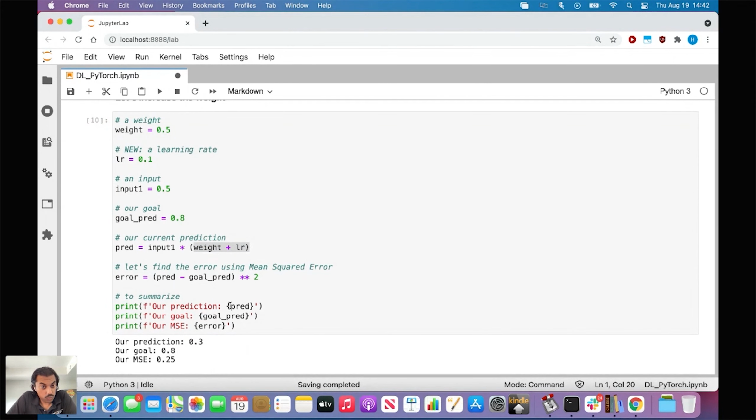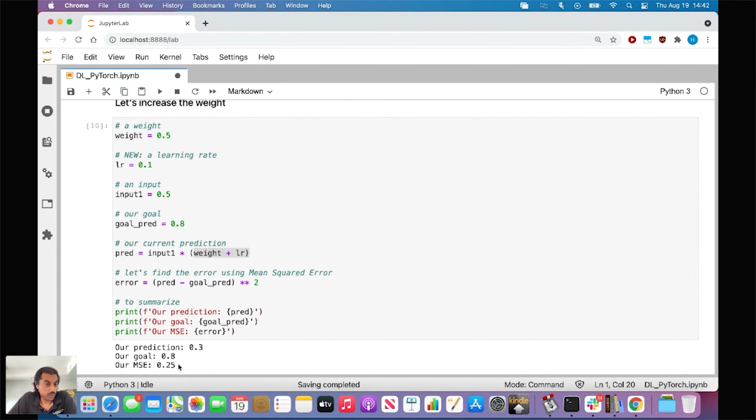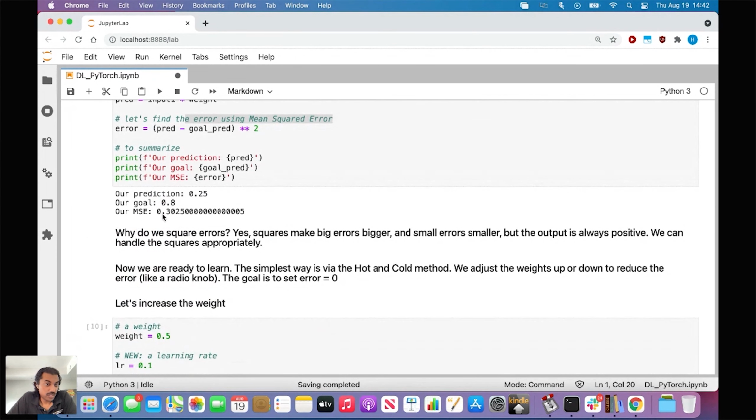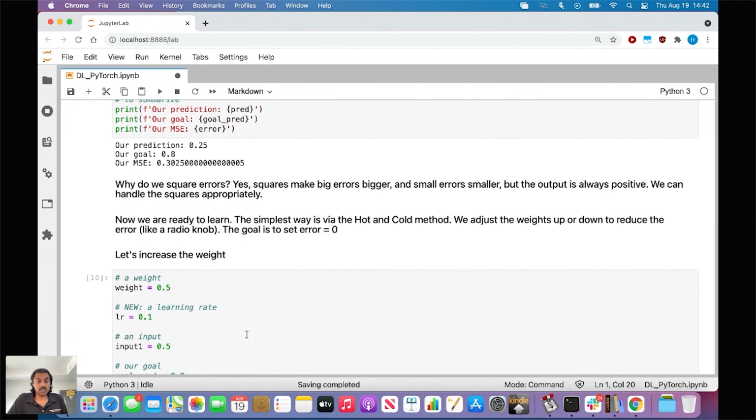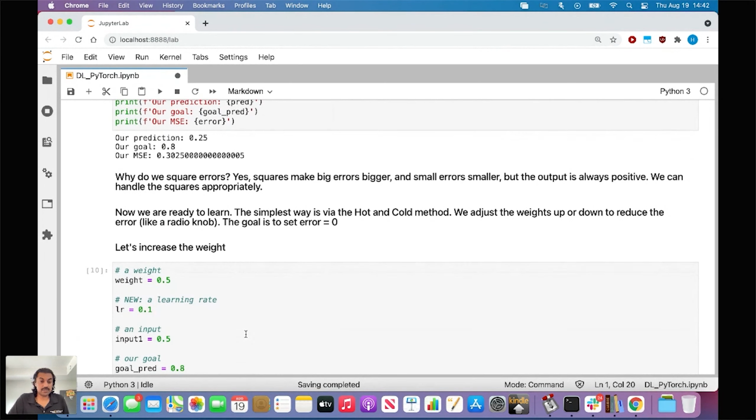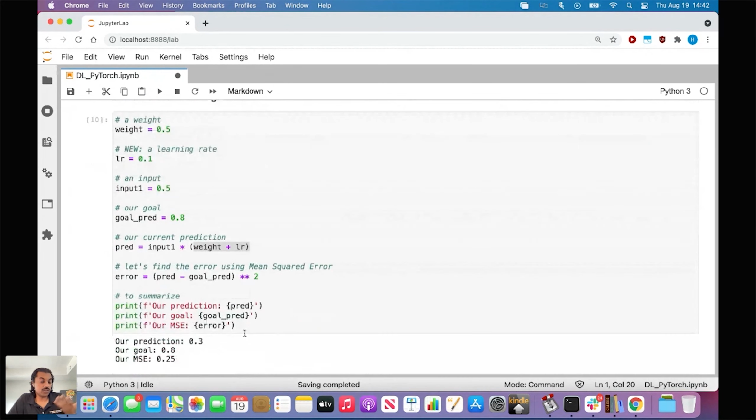So it looks like the weight got us a little bit closer, just a little bit. Our prediction goal was 0.3, and it looks like our mean squared error was 0.25. And here, it was 0.30. So what does this tell me? This tells me that, yep, it looks like we're in the right direction. Seems like we need to increase the weight. As we increase the weight, we can get closer to our prediction.